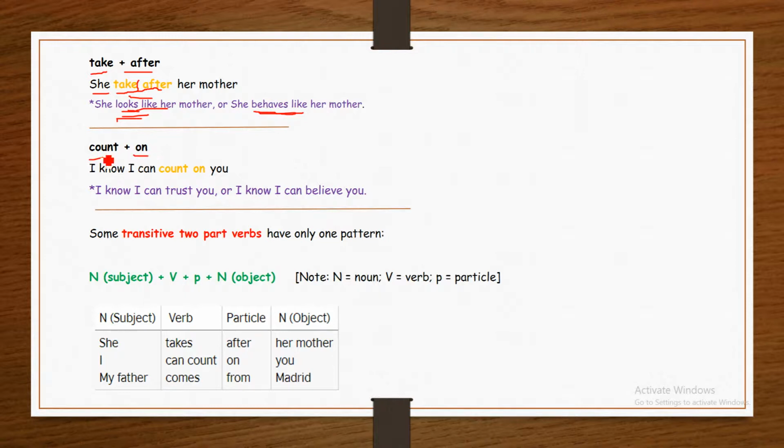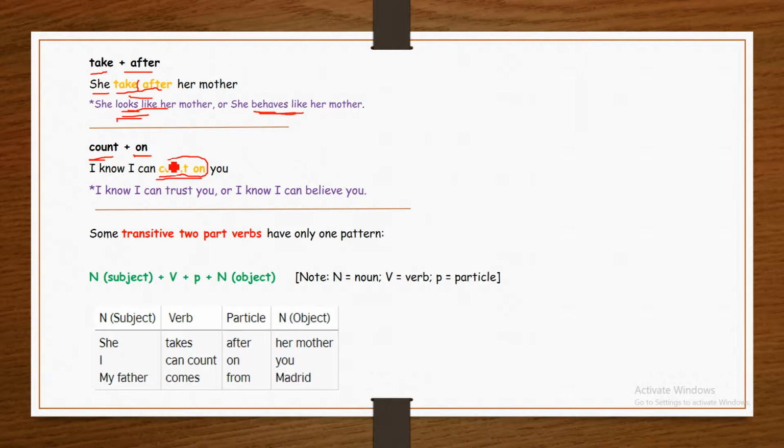Count plus on is also another phrasal verb. A verb plus a particle, a verb plus an adverb, or a verb plus a preposition. I know I can count on you.